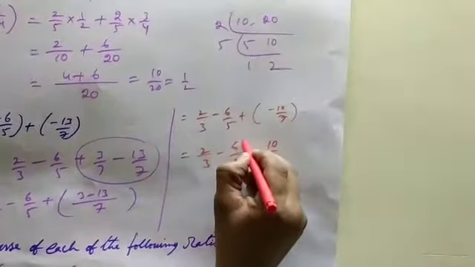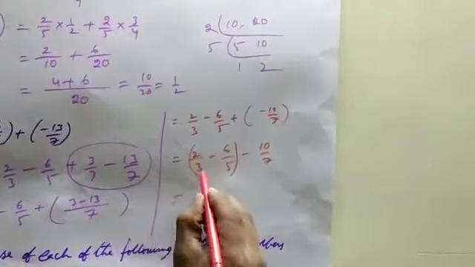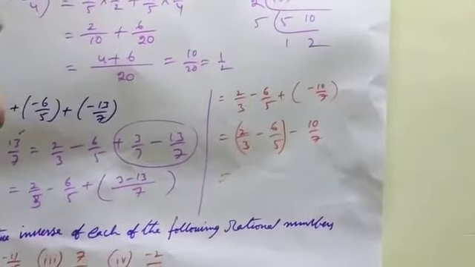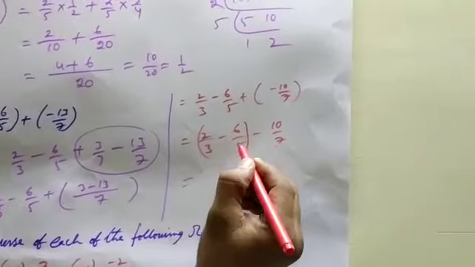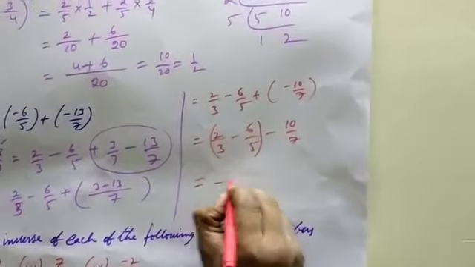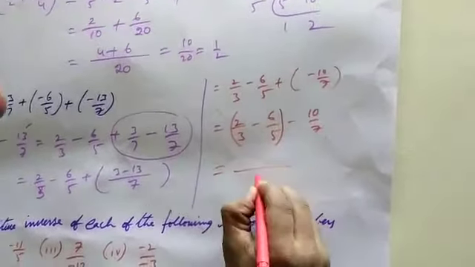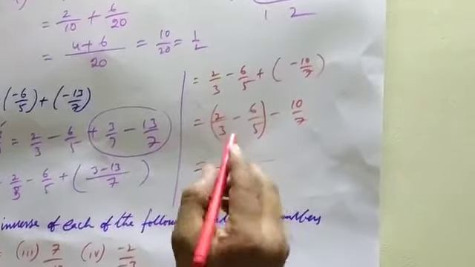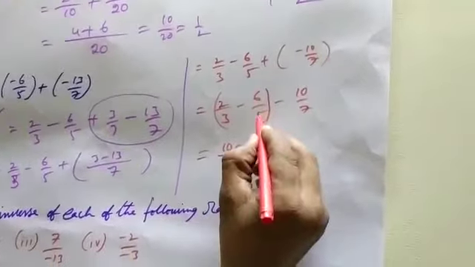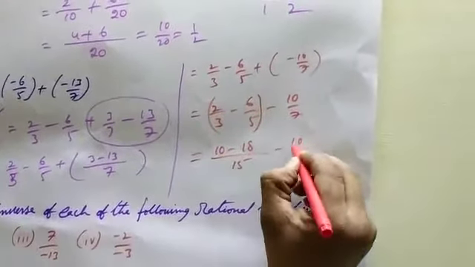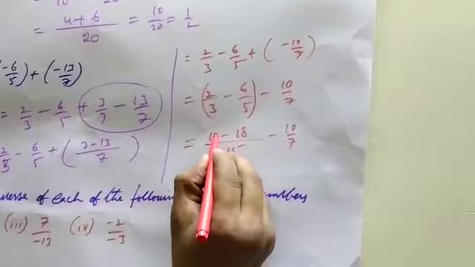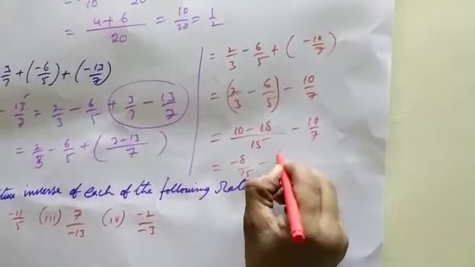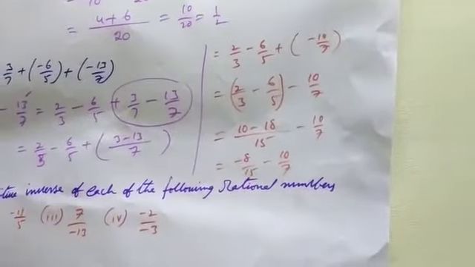For example, you solve this first. What is the LCM of 3 and 5? Both are prime numbers, and the LCM of prime numbers is the product of those numbers. 3 fives are 15. 15 by 3 is 5, 5 into 2 is 10, minus 15 by 5 is 3, 3 into 6 is 18, minus 10 by 7. What is 10 minus 18? Minus 8 by 15, minus 10 by 7.